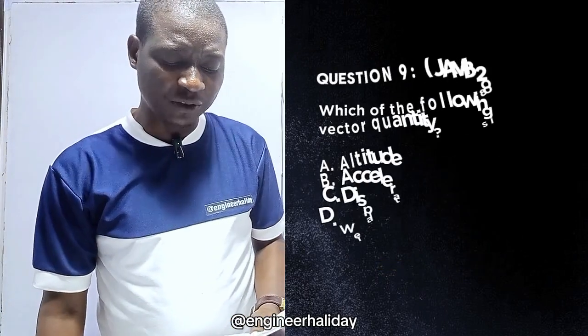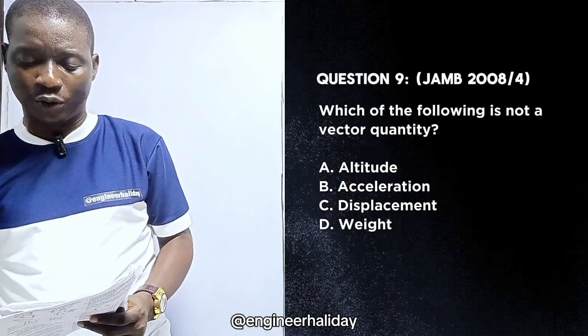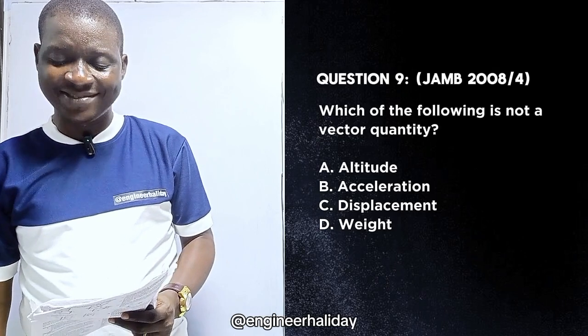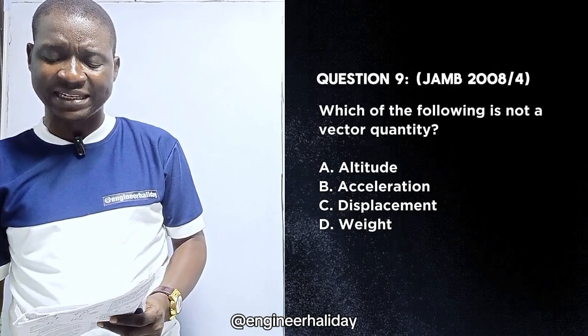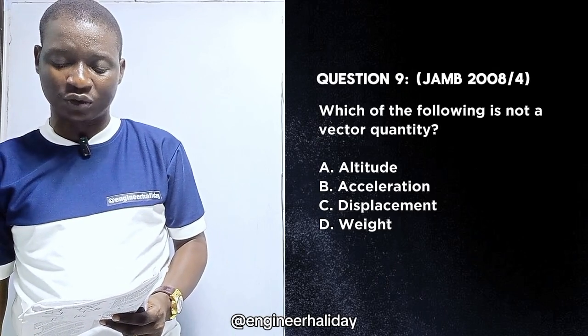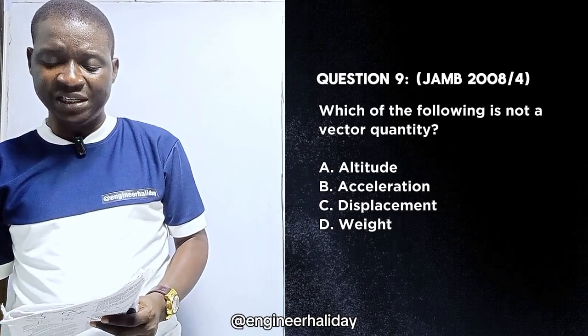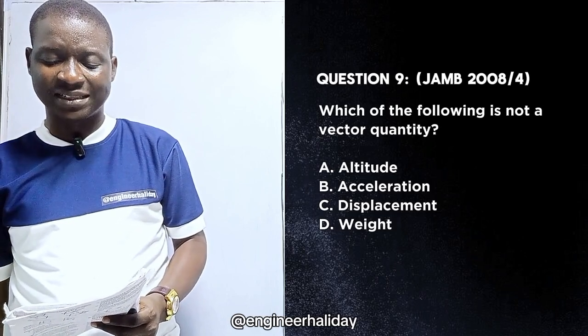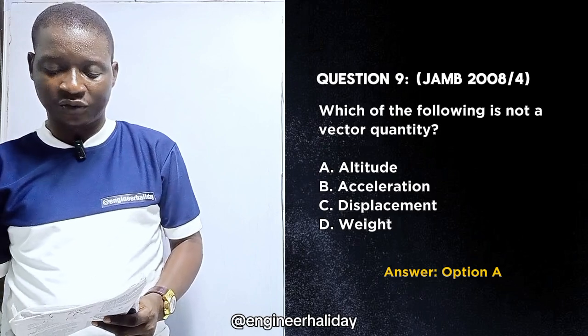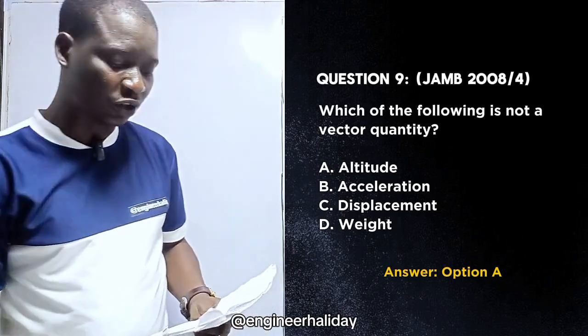Number 9, that is 2008, number 4. It says which of the following is not a vector quantity? A, altitude. Altitude is not a vector quantity. That is very sure. B, acceleration. C, displacement. And D, weight. So the answer is altitude, option A, which is number 9.